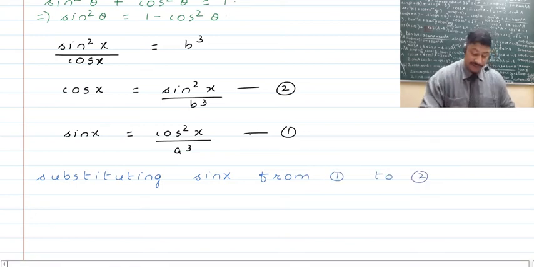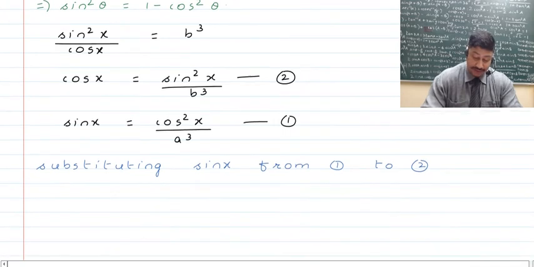Remember, writing a little bit of steps always removes the confusion from the teacher's mind as to what you've done next, and thus you get better marks.